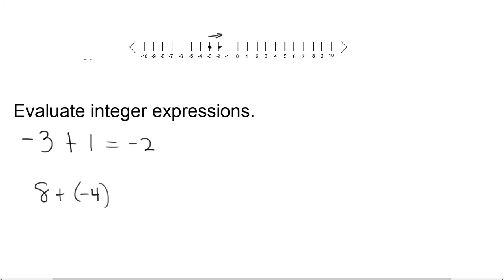And in this next example, we have 8 plus a -4. So we do the same thing. We'll start at 8, and now we go -4. So that's 1, 2, 3, 4. So 8 plus a -4 is just 4.